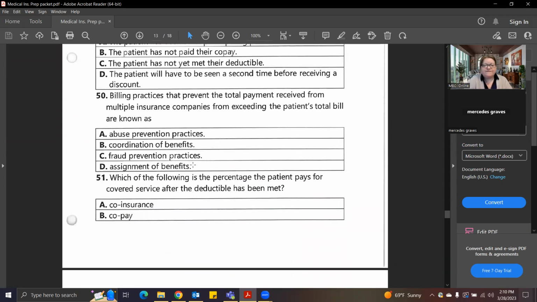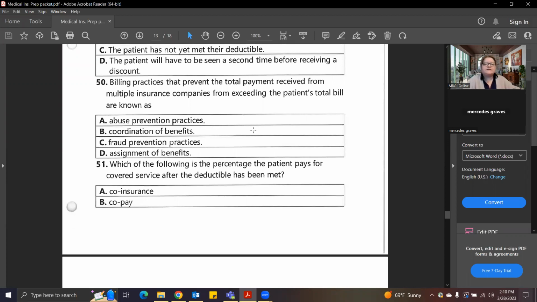All right, number 50, billing practices that prevent the total payment received from multiple insurance companies from exceeding the patient's total bill are known as A, abuse prevention practices, B, coordination of benefits, C, fraud prevention practices, or D, assignment of benefits. All right, our answer on that one is going to be B, coordination of benefits.